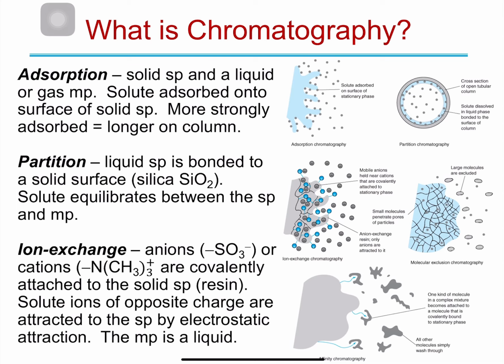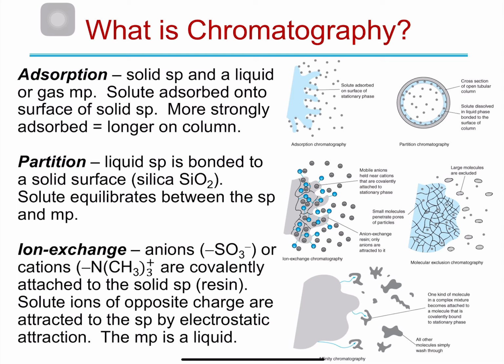The third type is the ion exchange. And as the name implies, ion exchange means that we have some ions, either cations or anions, on the surface of the stationary phase. So your stationary phase can have some anions or some cations. And normally you would think that if your solute has the opposite charge, it will have some electrostatic interaction with those charged ions on the surface of the stationary phase.